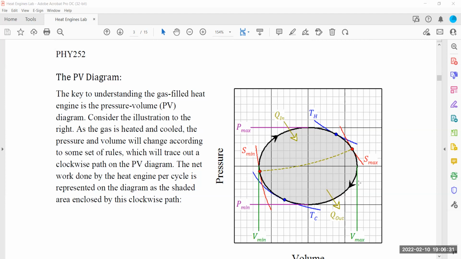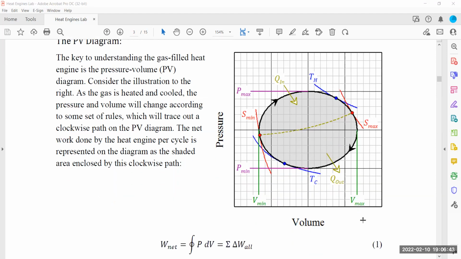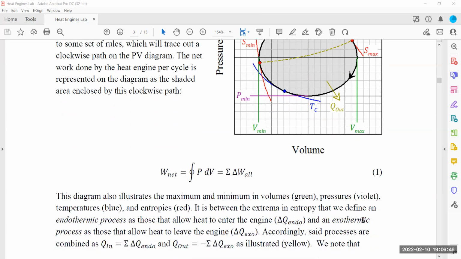Had it operated as a Carnot engine, it's going to have 1 minus TC over TH, okay? You have the maximum pressure, the minimum volume, the maximum volume, and that is going to be the compression rate, and so on and so forth. So this is basically how the PV diagram is interpreted.